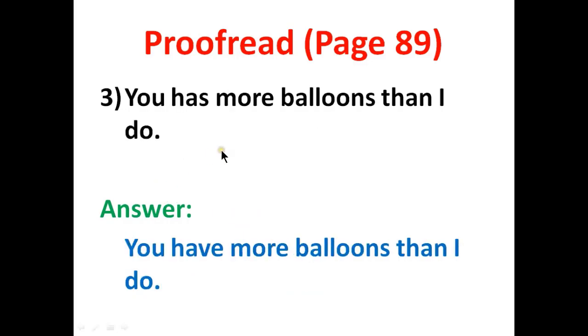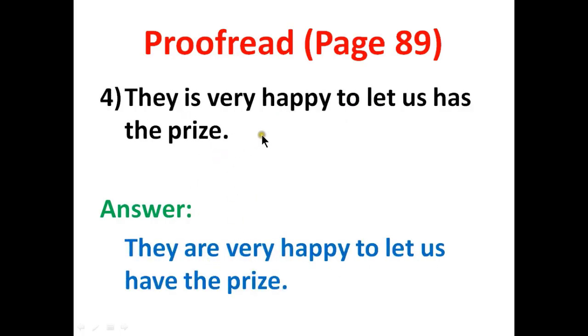Now let's go to number 3. You has more balloons than I do. Now you cannot say you has. Of course you will say you have. You have more balloons than I do. Number 4. They is very happy to let us has a prize. Now there are two mistakes. You cannot say they is. You will say they are. And also let us have, not has. So please correct the mistakes and rewrite the sentence with proper words. They are very happy to let us have the prize.